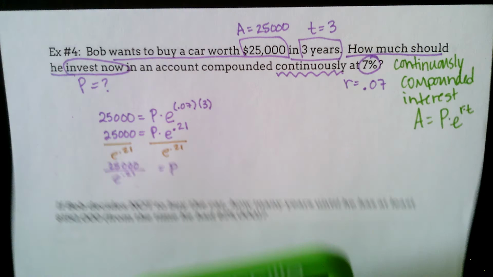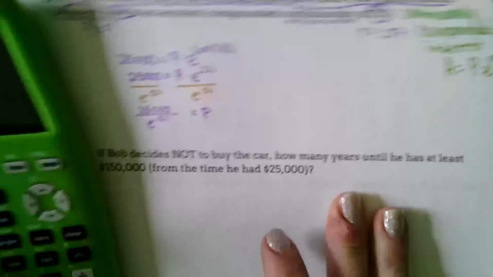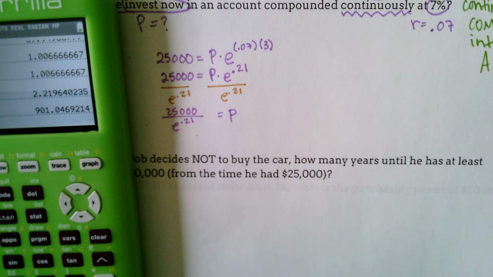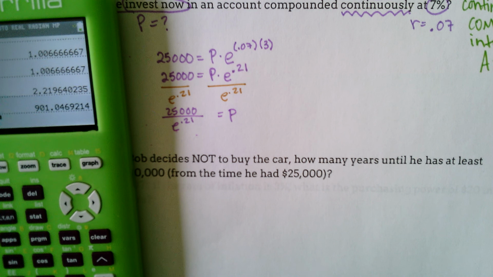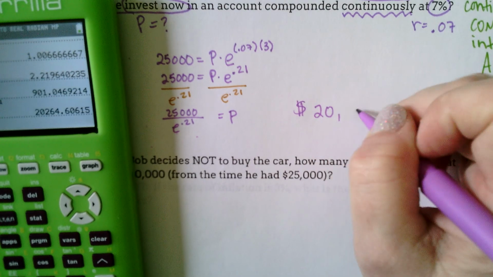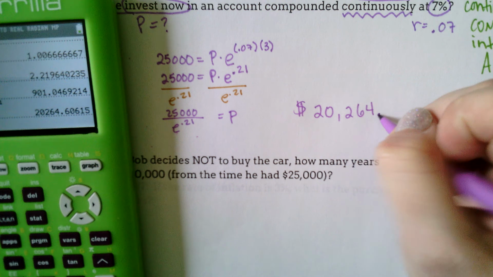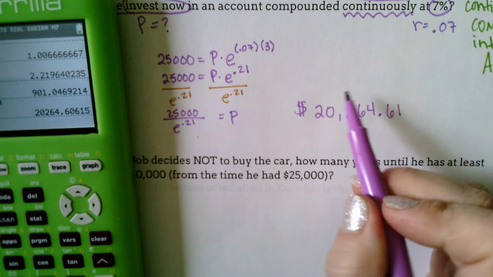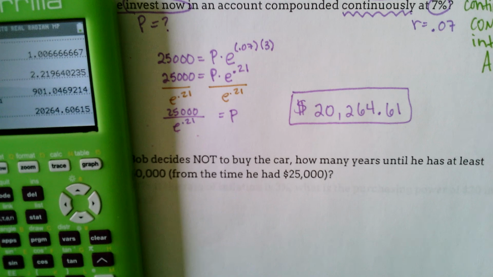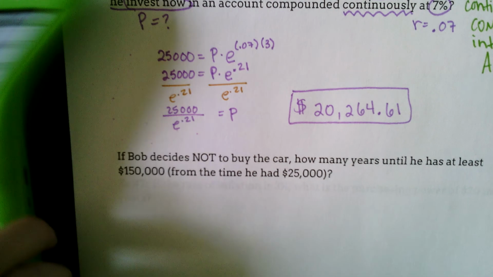Of course, we're going to want a decimal approximation for that. So I'm going to use my calculator to do 25,000 divided by e to the power of 0.21. And that gives me $20,264.61. Remember that we round at the end, and when it's money, we're going to round to the nearest penny.